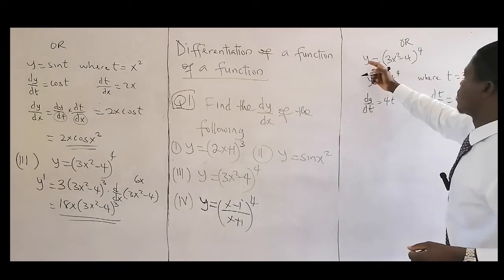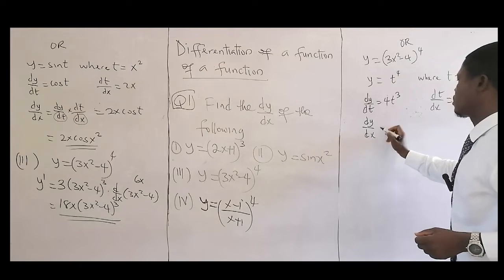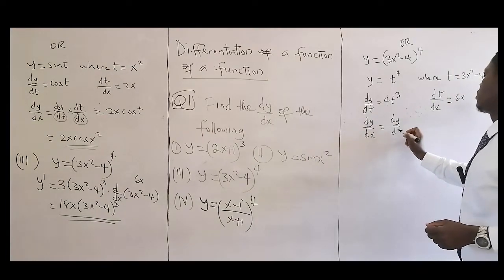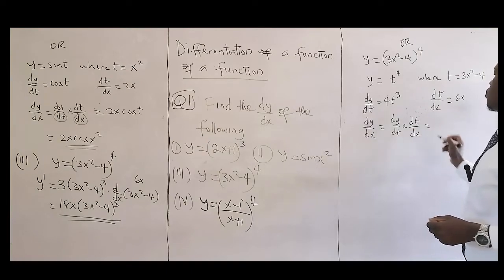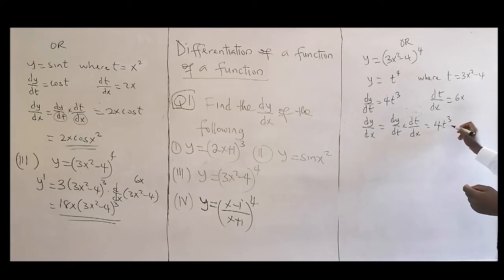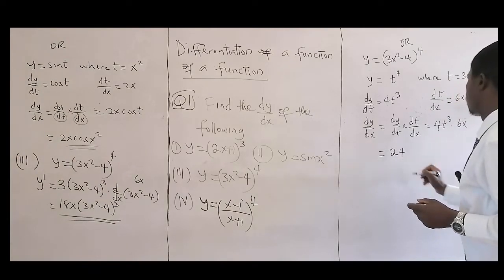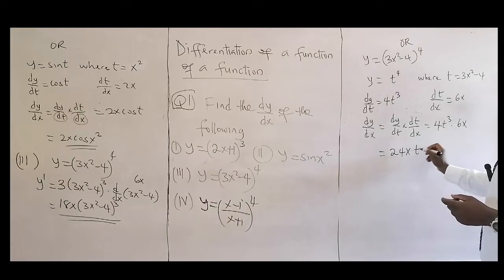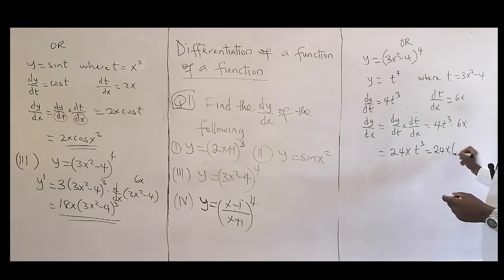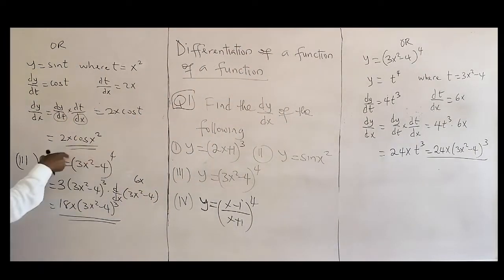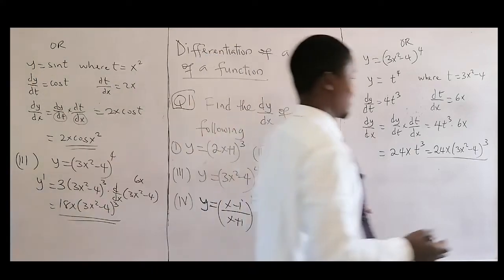Since the question is a function of x, dy/dx is equal to dy/dt times dt/dx, and dy/dt is 4t cubed times 6x. That will give me 24x t cubed. Then return your t, substitute for t in 24x. Your t is 3x squared minus 4 to the power 3. But there's a mistake here. It's 4 here. When the 4 comes here, I don't know why I put 3 there. It's a slip of the pen. So that should be 4.